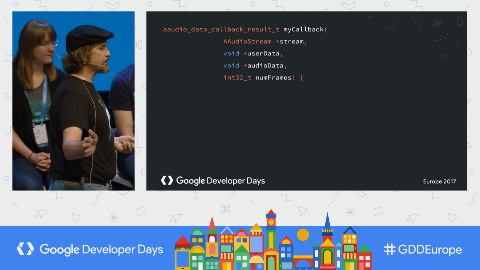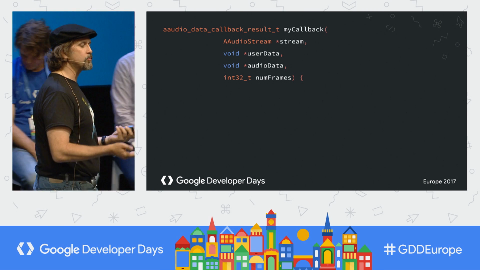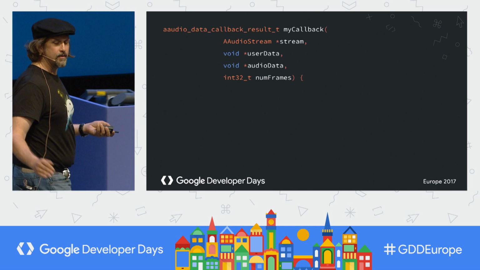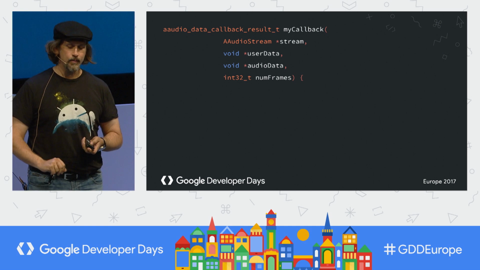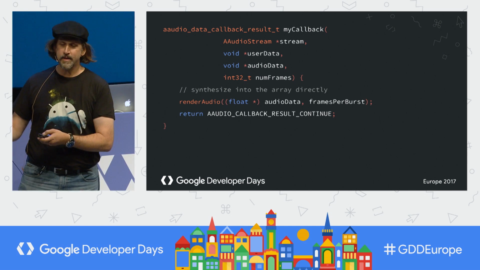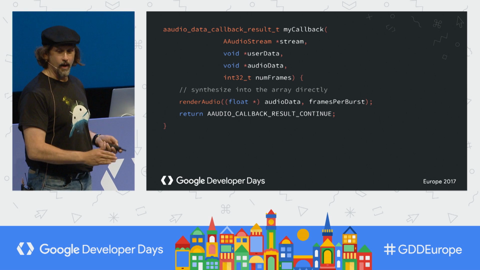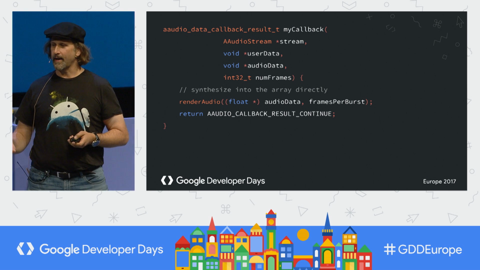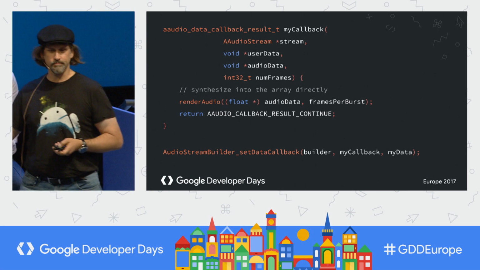So you write this callback function, and audio will pass you the stream parameter, any user data that you need, the audio data buffer, and the number of frames, and then you can render your audio right into that audio buffer on the high priority thread. So you set up this callback actually in the builder.